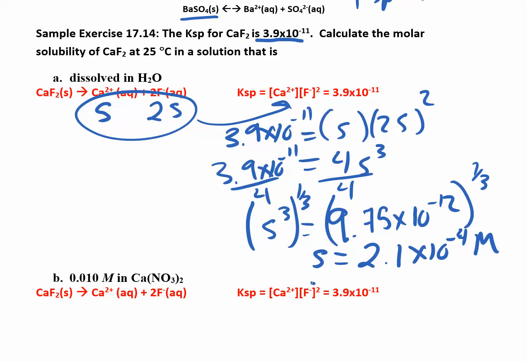Whenever you're finding the solubility, you want to find the molar concentration. Make sure you put your units there. That's kind of our baseline. That's how soluble this would be in just water.